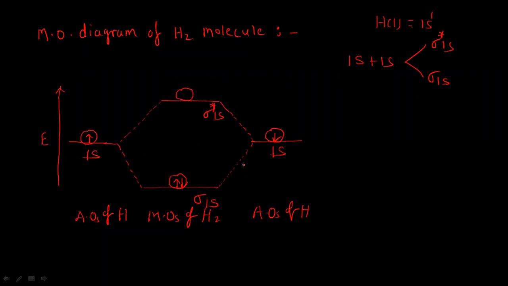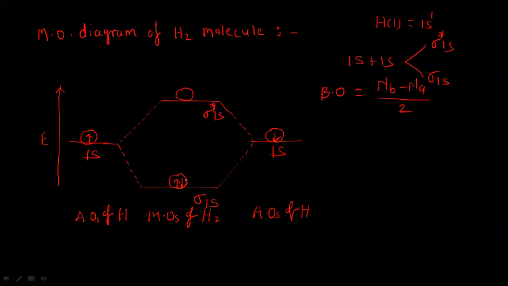Once we draw the MO diagram of the molecule, then we can calculate the bond order in the hydrogen molecule. Okay, we want to know how many bonds are there in the hydrogen molecule. So let us see the bond order of the hydrogen molecule. There is a formula given to calculate the bond order: number of bonding electrons minus number of antibonding electrons, divided by 2.